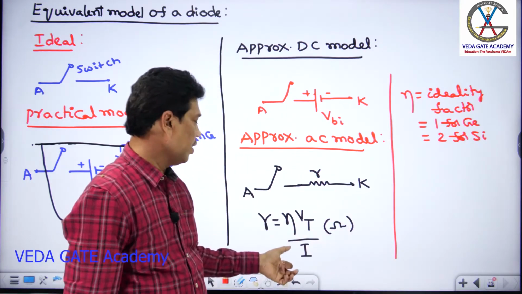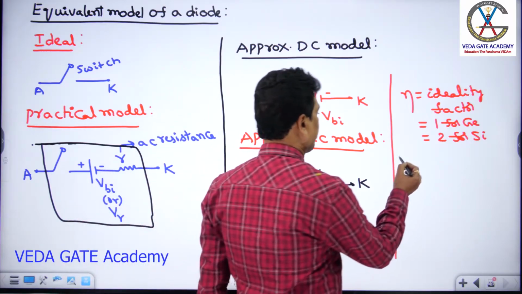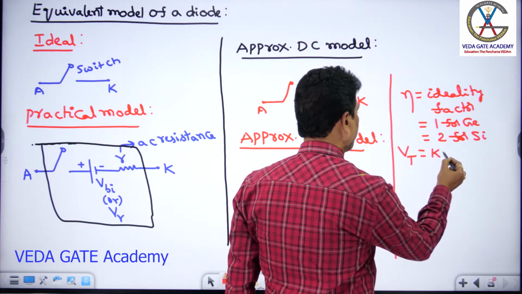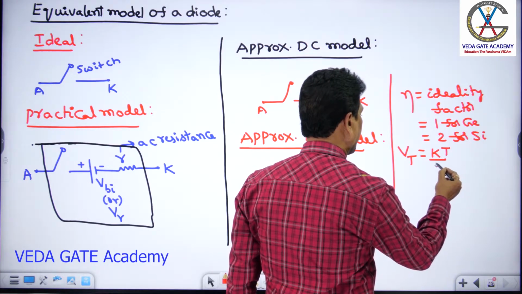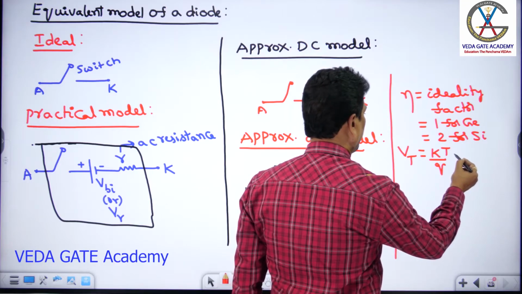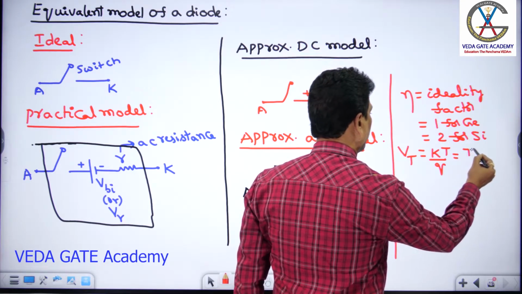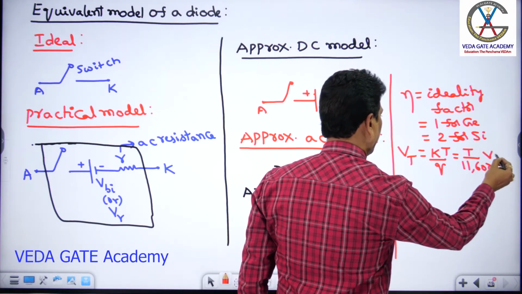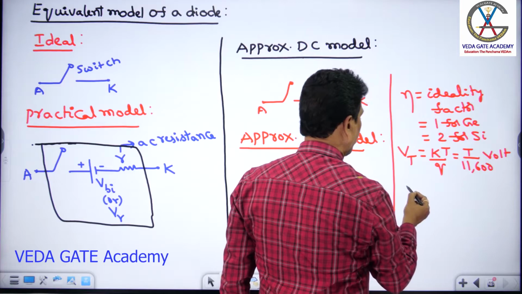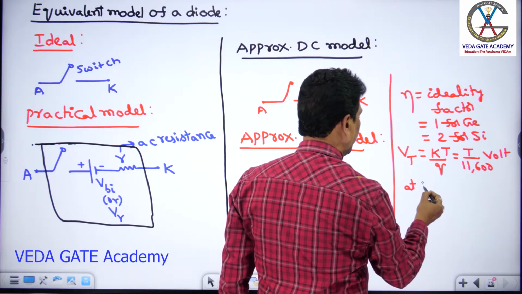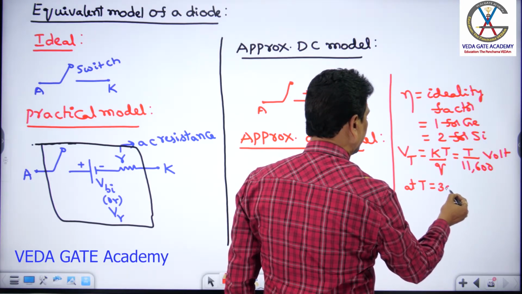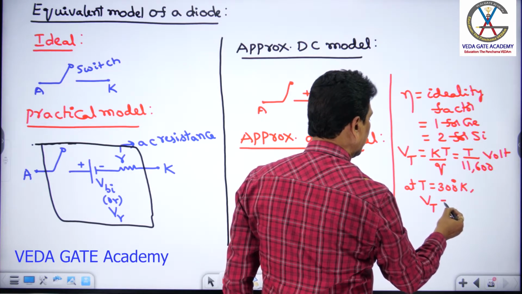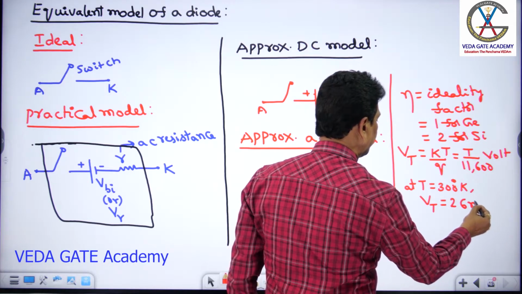And what is Vt? Vt stands for thermal voltage. So Vt equals kT by q, where k is the Boltzmann constant, T is the temperature in degrees Kelvin, and q is the charge. Substituting k and q, that is T by 11,600 volt. At room temperature of 300 degrees Kelvin, Vt equals 26 millivolt.